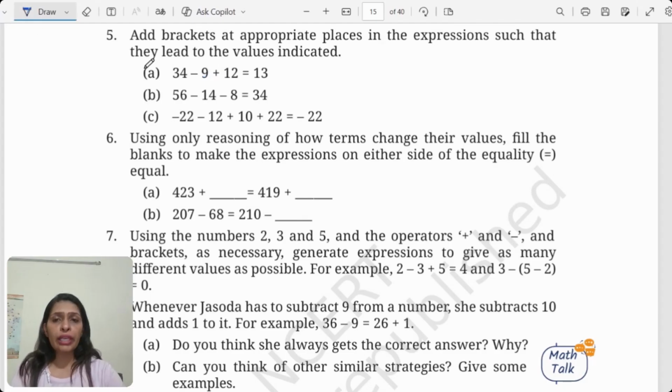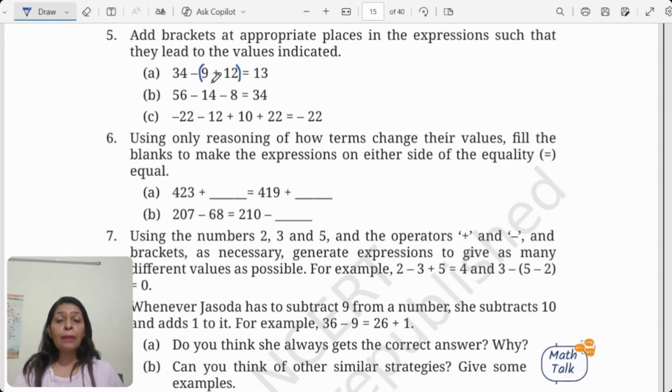So what to do then? Again, if I see the numbers, if I write 9 plus 12 in one group, let's see if something changes here. So we put 9 and 12 in one group. What am I going to get? I'm going to get 21, and 34 minus 21 is 13. So the bracket would be put around 9 and 12. All right. B part, it is 56 minus 14 minus 8.